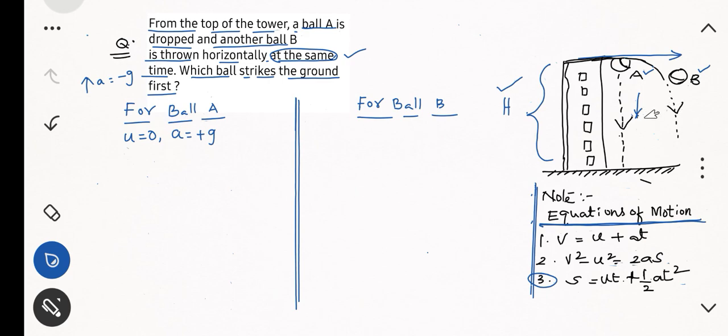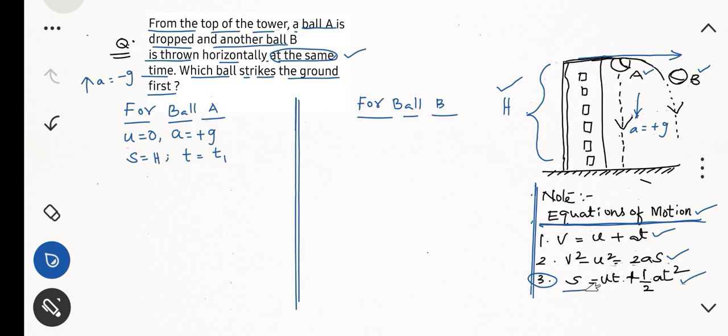Here the ball is falling towards the ground, so acceleration a is equal to plus g. And next, the displacement s must be equal to the height of the tower, and let us take the time taken for ball A to reach the ground as t1. And we have three equations of motion. The first one is v is equal to u plus at. Next one is v square minus u square is equal to 2as. And finally the third one is s is equal to ut plus half at square.